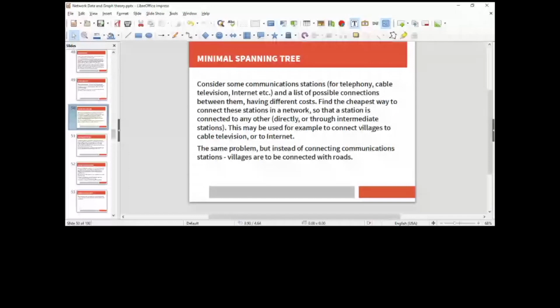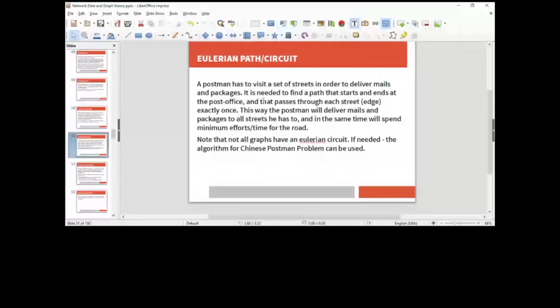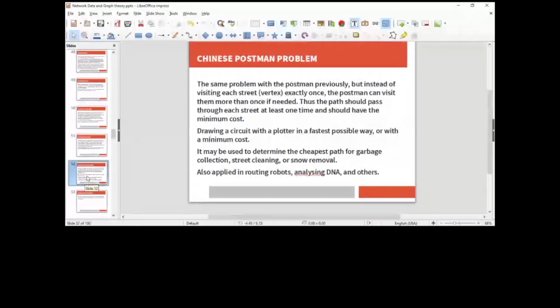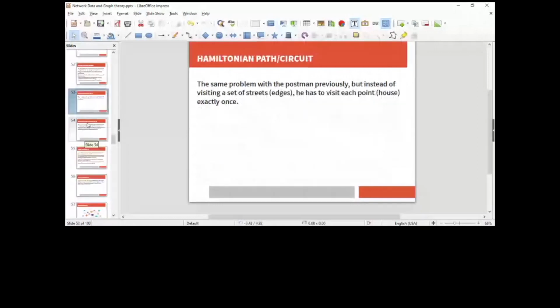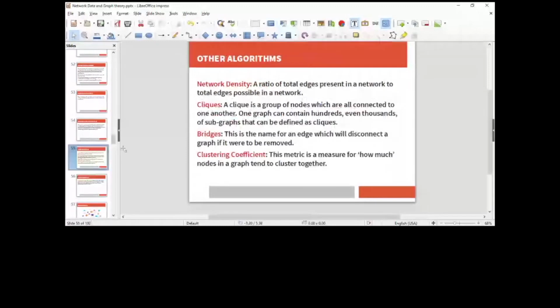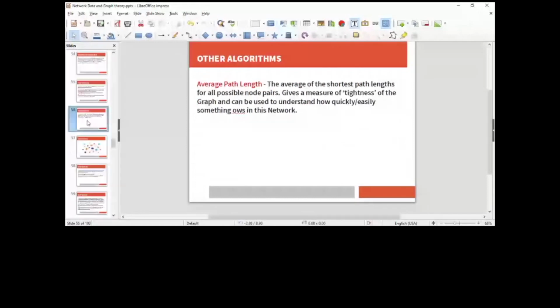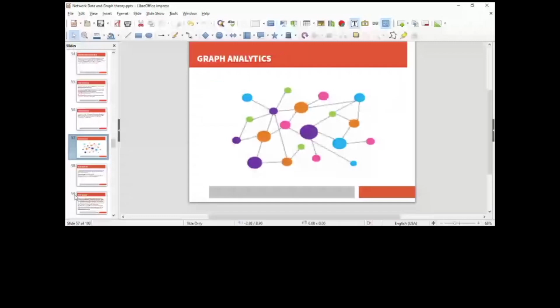So we have the Eulerian path, which was a path used to solve the problem about the bridges. Okay. We have the Chinese postman problem. So I'm racing down. There are many algorithms, which you can read about. But I've dealt with the most important ones.